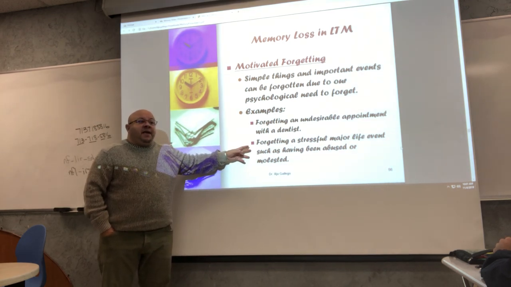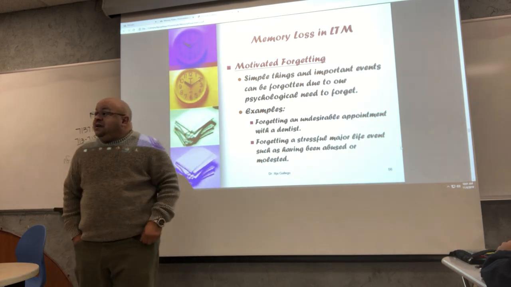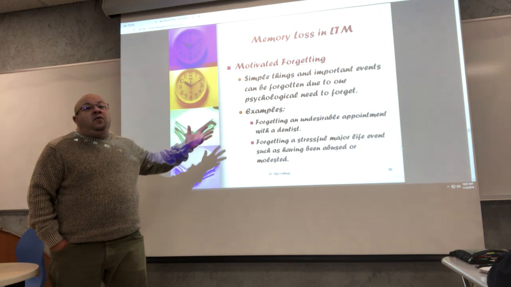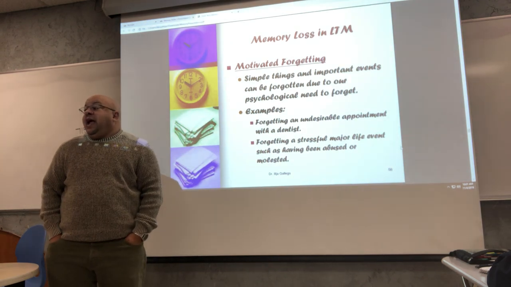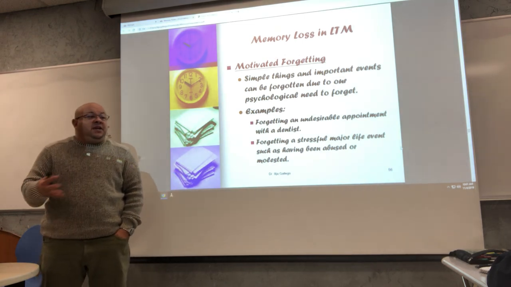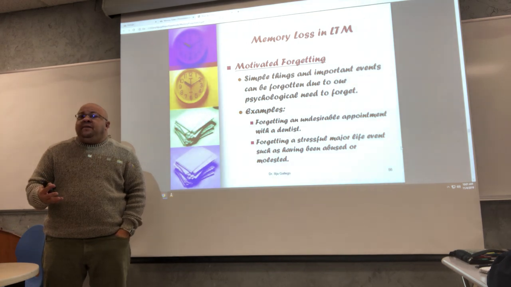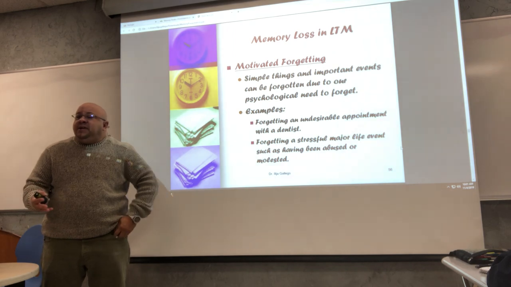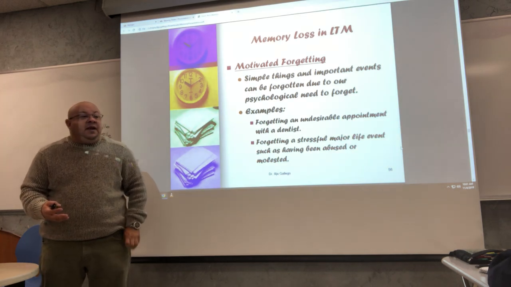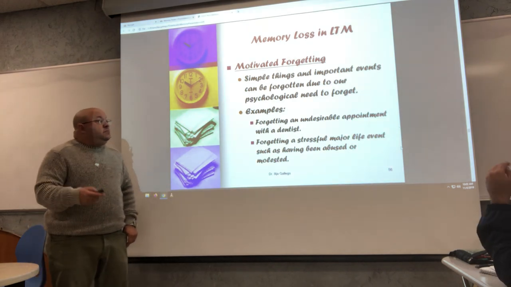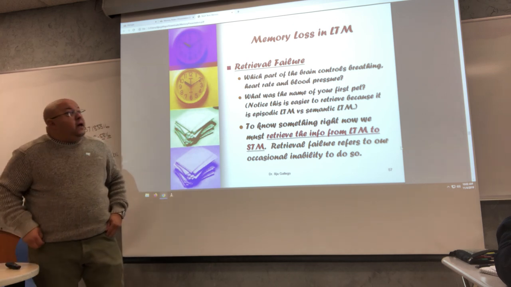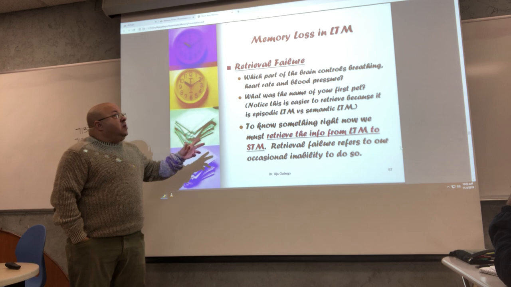All right, then it could also be forgetting a major stressful life event, like having been abused or molested. Especially things that happen in childhood are more likely to get what we call repressed or forgotten because there was a psychological motive. As an adult, if you've been the victim of a rape, you probably won't forget it. But in childhood, you may have been molested and you forget. Some of that is because a child has no other options. An adult has more options. As a child, you may feel like you can't tell anybody, and you might be more likely to have motivated forgetting.